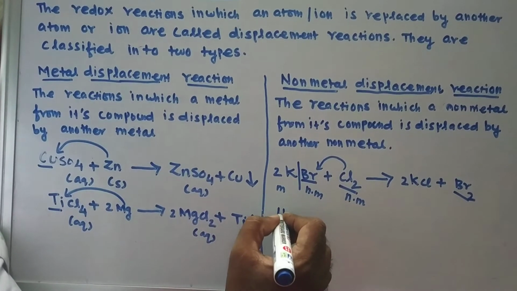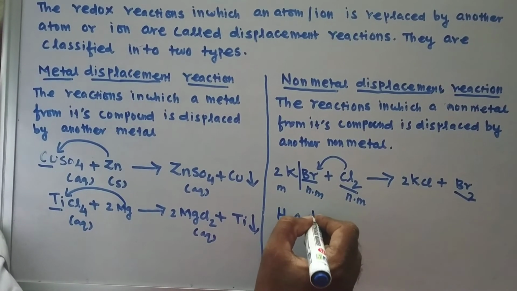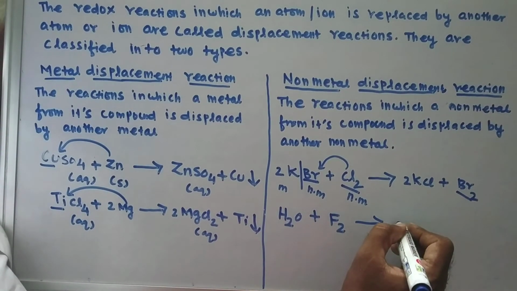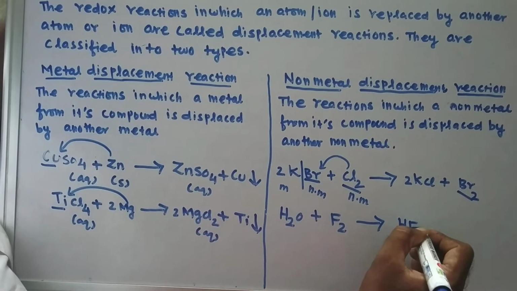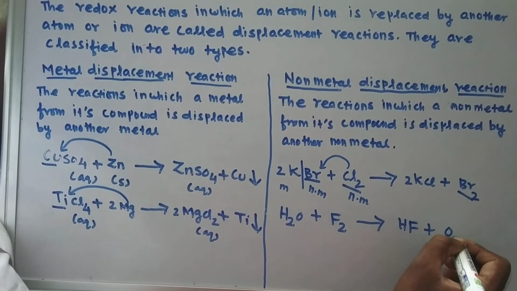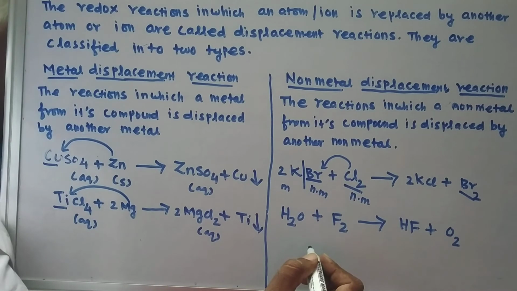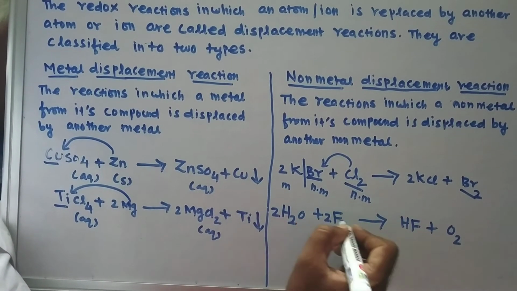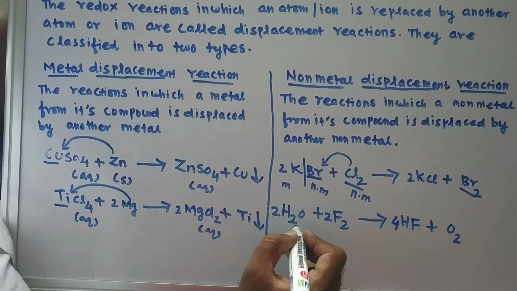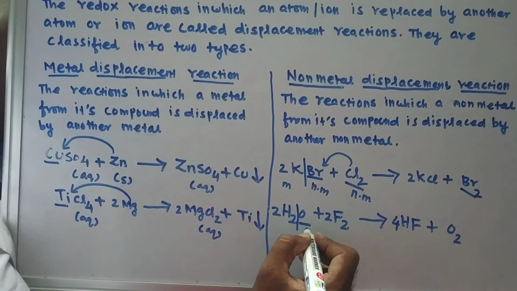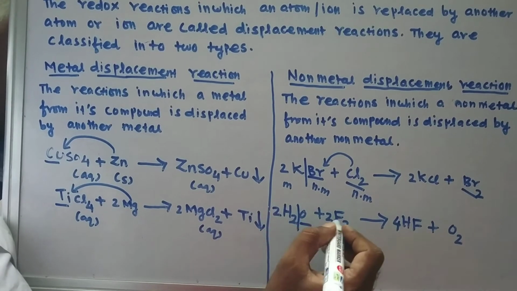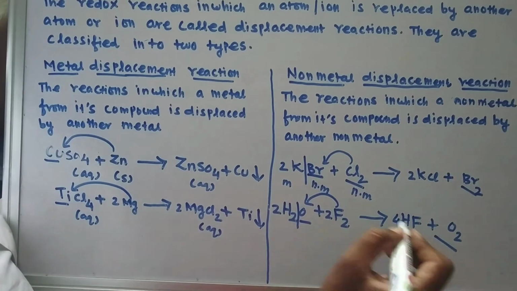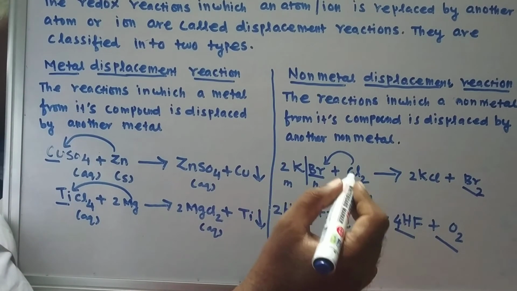Now let us consider water. If fluorine gas is passed to the water, then it forms HF, hydrofluoric acid, and also oxygen. To balance the oxygen, we write 2 and there are 4 HF. Here oxygen is a non-metal bonded with hydrogen; it is replaced by the fluorine and becomes HF. Therefore this is a good example of a non-metal displacement reaction.